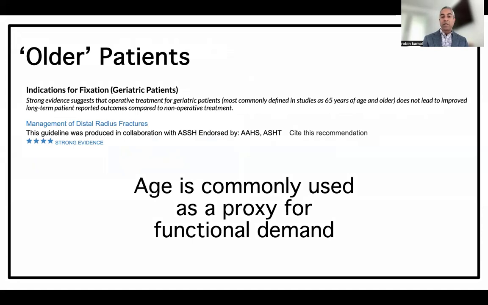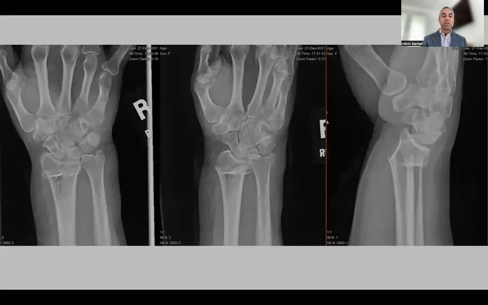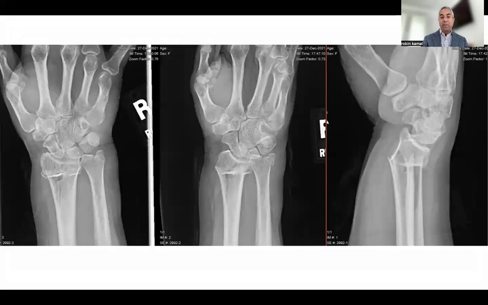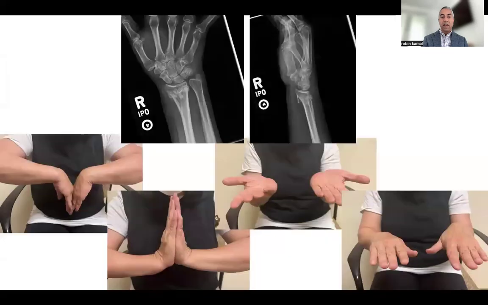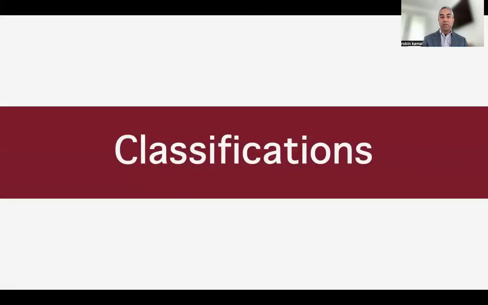Now, age is commonly used as a proxy for functional demand, and what we'll talk about later is this is a discussion to have with patients in terms of what their functional demand is. Here's an example of an AP, lateral, oblique of a distal radius fracture treated non-operatively. Here you can see by a number of different parameters, this is a malunion, and yet the patient has good range of motion and excellent PROMs despite having a radiographic malunion.